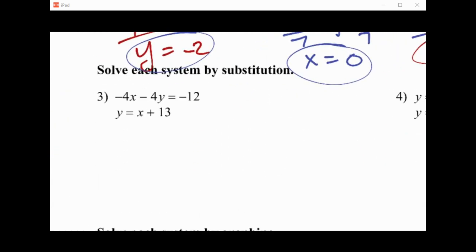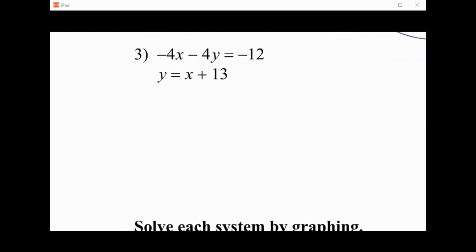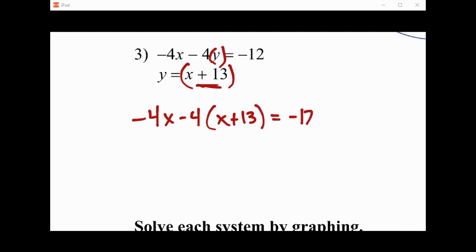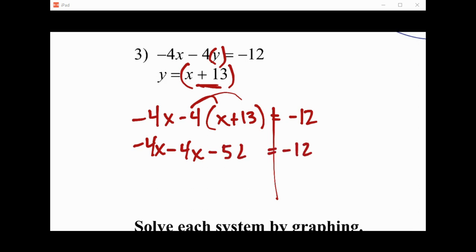Then this is what we did yesterday. If you remember, if there's only one y equals, you have to replace the y with whatever y equals. So I'm going to write negative 4x minus 4. And then instead of y, put x plus 13. And then finish it out with equals negative 12. So negative 4x minus 52. So negative 8x minus 52 equals negative 12.